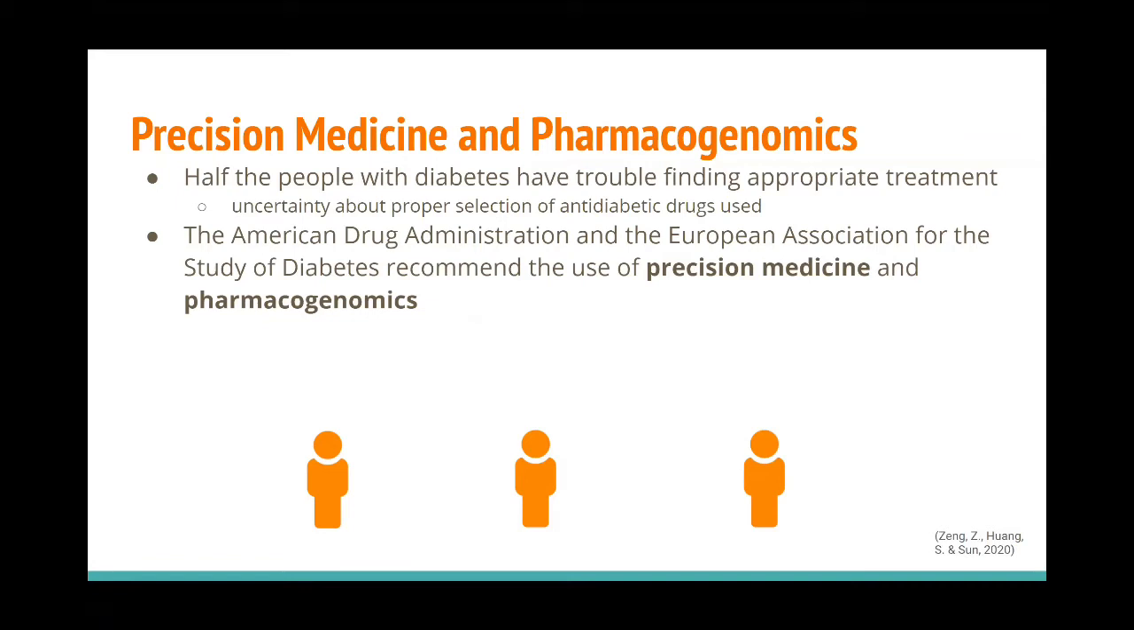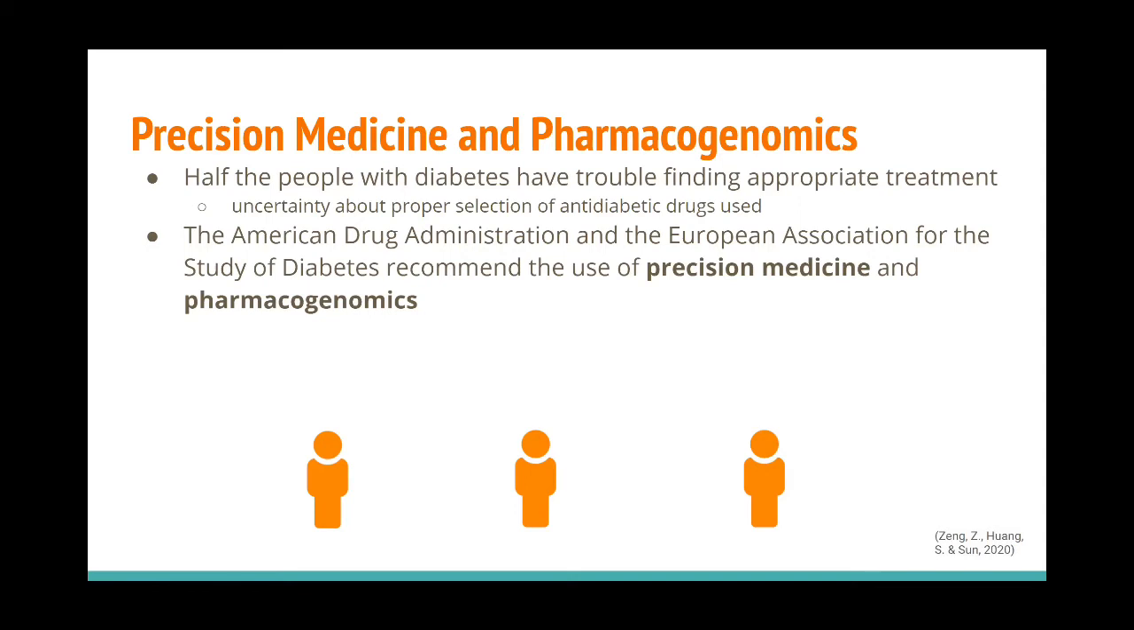Pharmacogenomics considers the genetic factors of an individual as well as other omics of the individual to create a more efficient use of medication and limit adverse effects. One field in which pharmacogenomics is used is in diabetes. This is because half of the people with diabetes have trouble finding the appropriate treatment, and this is because there is uncertainty about proper selection of anti-diabetic drugs.